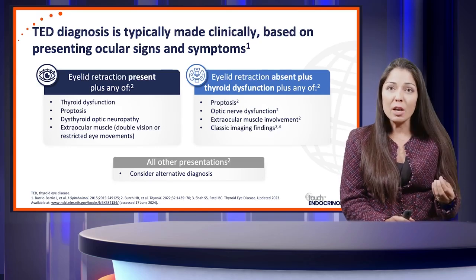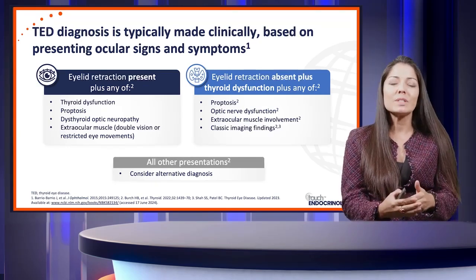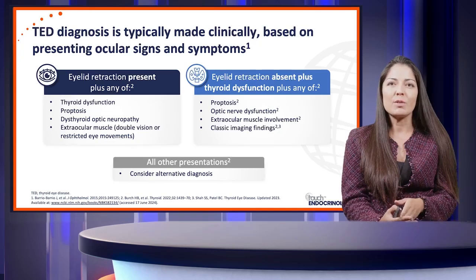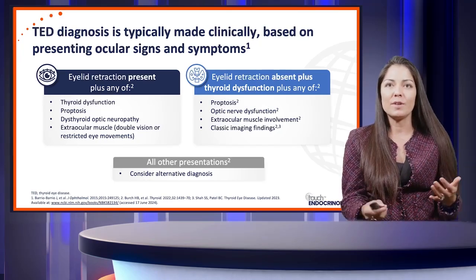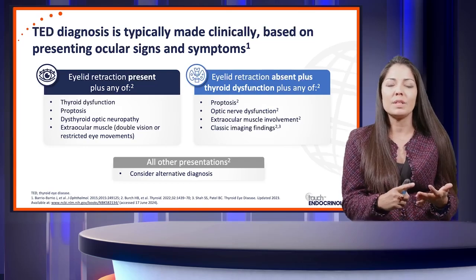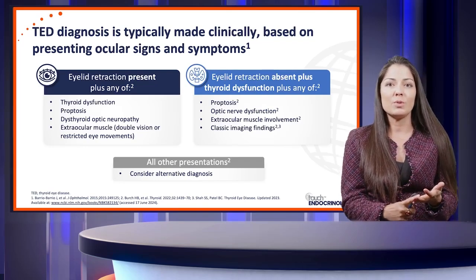So eyelid retraction plus thyroid dysfunction, most likely they have some level of thyroid eye disease, or if they have eyelid retraction and the other classic clinical findings, proptosis, optic neuropathy, enlarged extraocular muscles, and double vision.